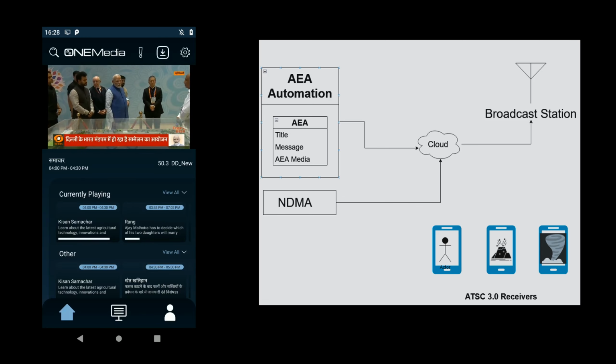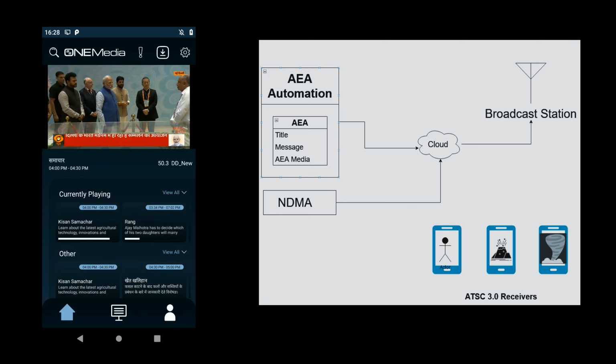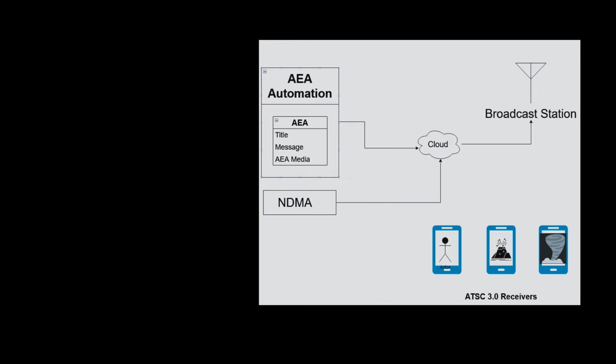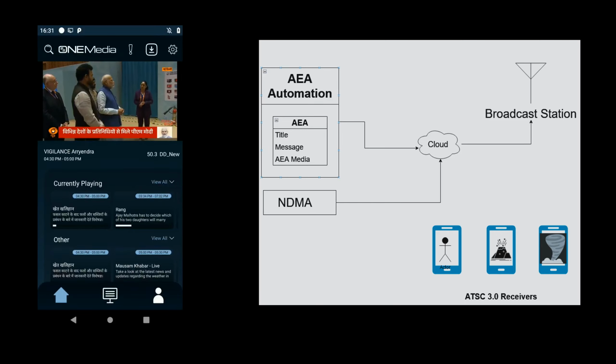Right now on the right side I have a block diagram of our alerts and how these are sent or delivered over broadcast. As you can see, we have alert automation setup and they are parallelly linked to our NDMA, which is a disaster management government body. These alerts are then sent to cloud, and from cloud they are sent to a broadcast station. From broadcast station they can be received on the ATSC 3.0 receivers.